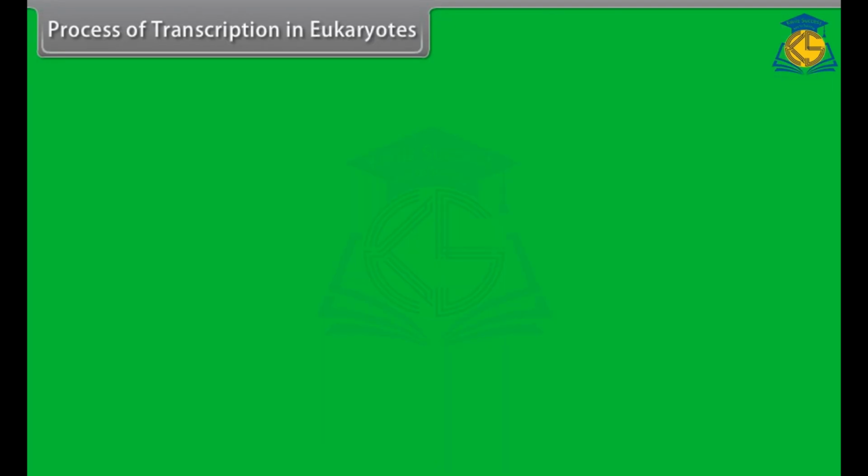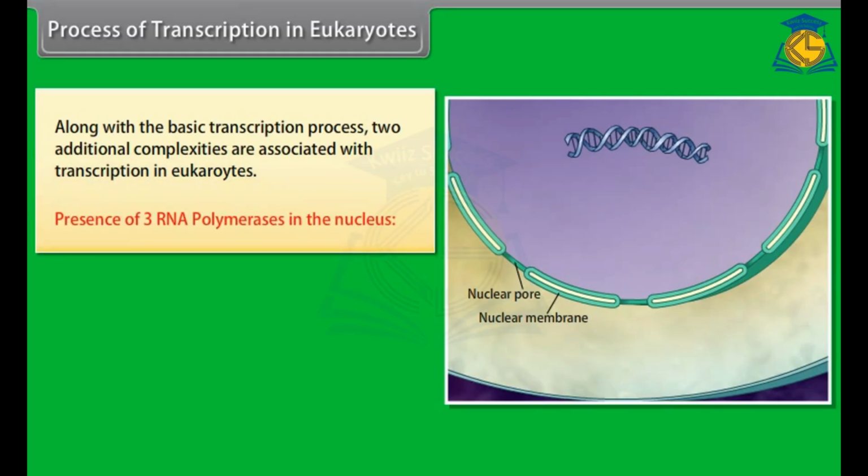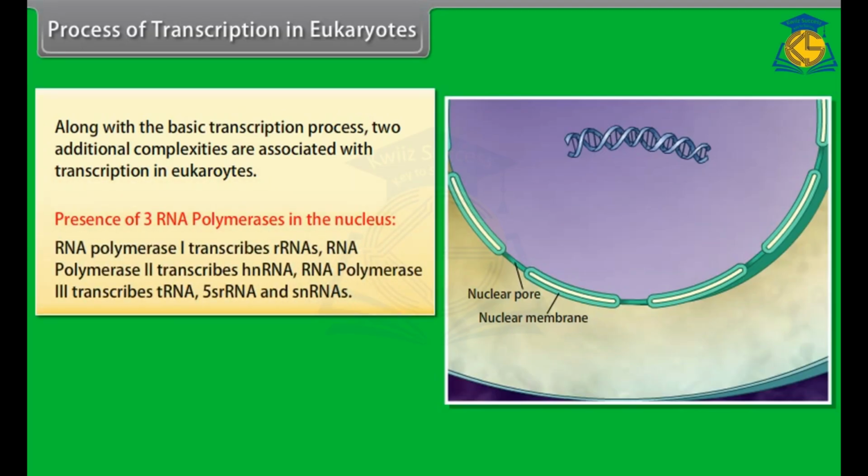Process of transcription in eukaryotes. Along with the basic transcription process, 2 additional complexities are associated with transcription in eukaryotes. Presence of 3 RNA polymerases in the nucleus. RNA polymerase 1 transcribes rRNAs. RNA polymerase 2 transcribes hnRNA. RNA polymerase 3 transcribes tRNA, 5S rRNA, and snRNAs.